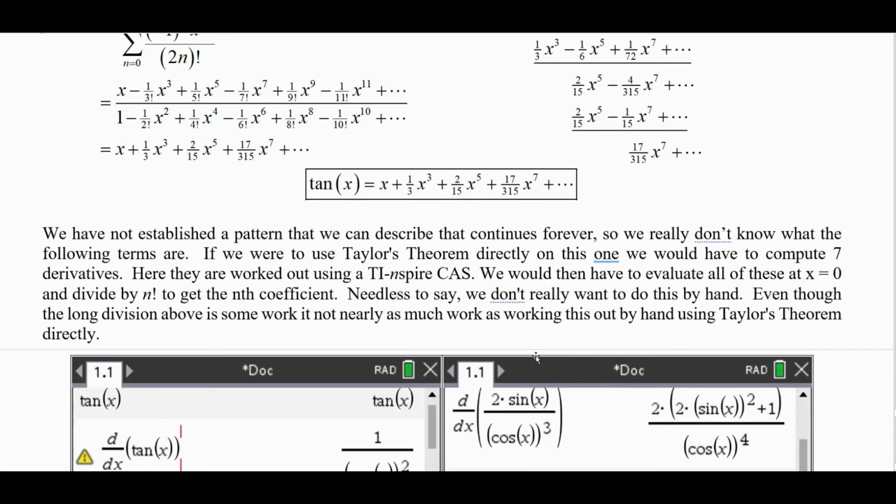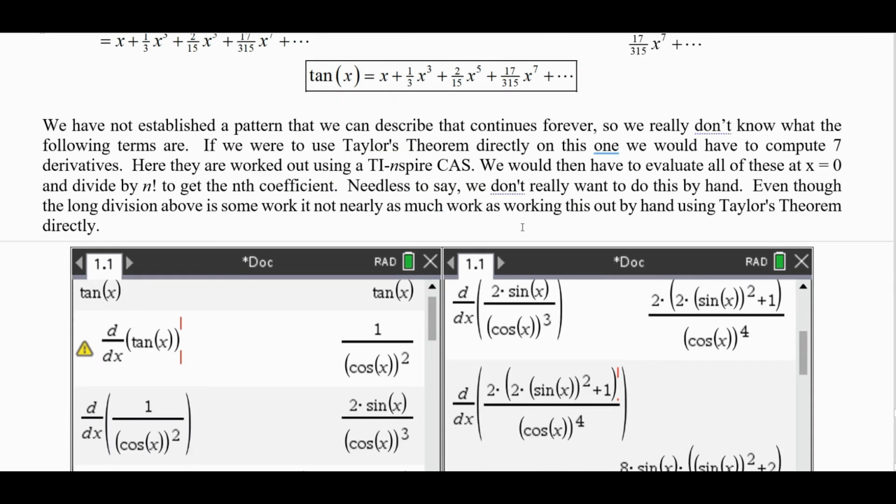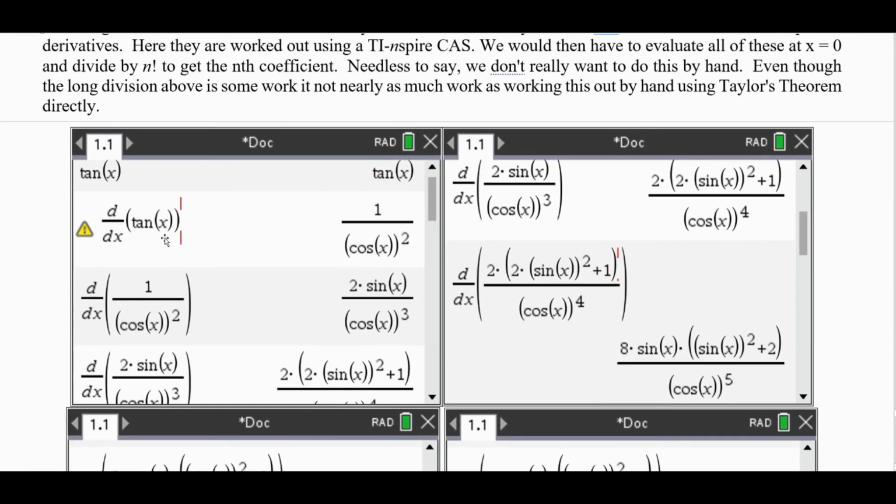Okay, if we were to do this by hand and get this many terms out, we'd need to find at least the 7th degree Taylor polynomial for this. That would require us to find 7 derivatives. Here they are worked out. Starts out not too bad.